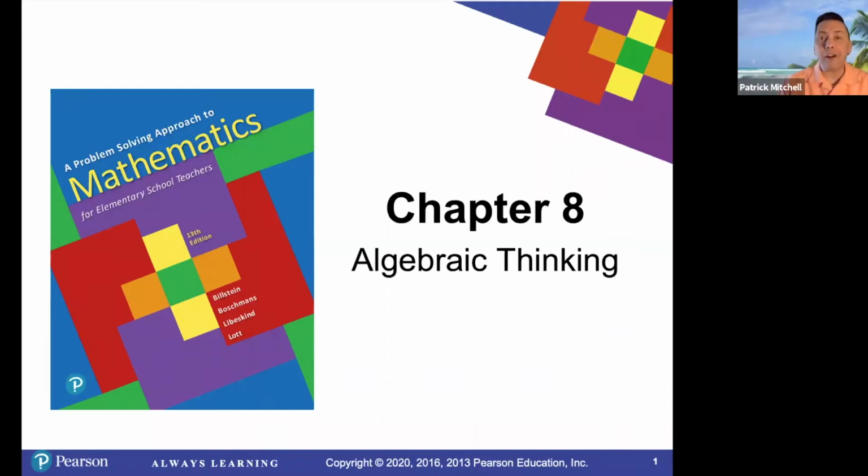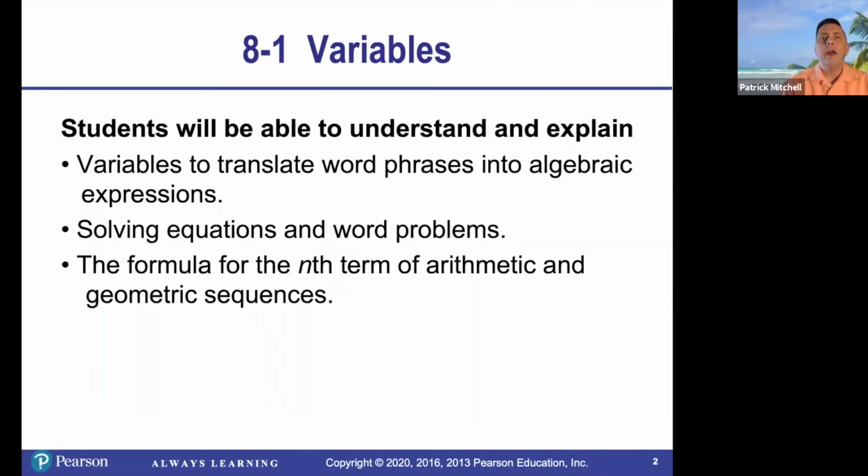We are starting our last chapter, which is chapter 8 on algebraic thinking. In this section 8.1, we'll talk about variables. You will be able to understand and explain variables, translate word phrases into algebraic expressions, solve equations and word problems, and finally use the formula for the nth term of arithmetic and geometric sequences. That'll be a little review of chapter 1, I think.